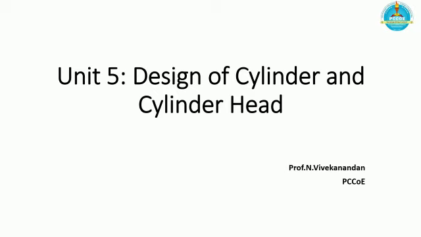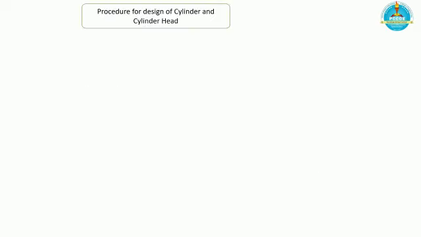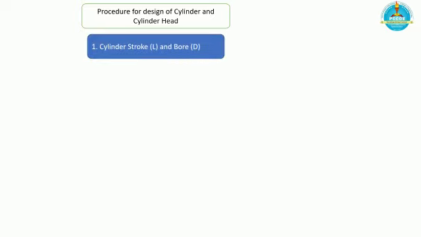In that perspective, I am sharing the first part of Unit 5, Design of IC Engine. In this first part, I will be covering the design of cylinder and cylinder head. The procedure for design of cylinder and cylinder head is divided into 7 topics. Namely, first we will be designing the cylinder stroke and bore.